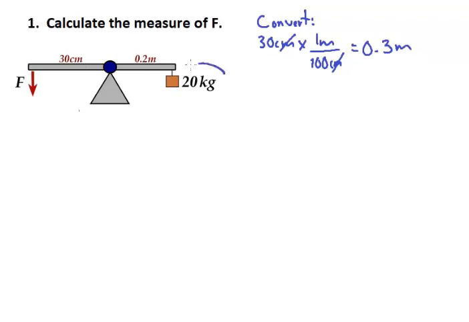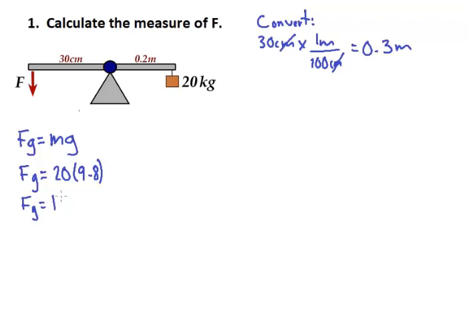Next, we need to obtain the weight of the object, because we're going to be working with forces, not with mass. So we need to find the gravitational force. The formula for gravitational force, or for weight, is mass times gravity. Pretty simple. So we substitute the mass, which is 20 kilograms, and we multiply with gravity, which is 9.8 meters per square second. So gravitational force will be, in this case, 196 newtons.